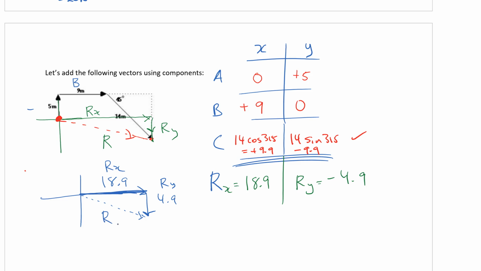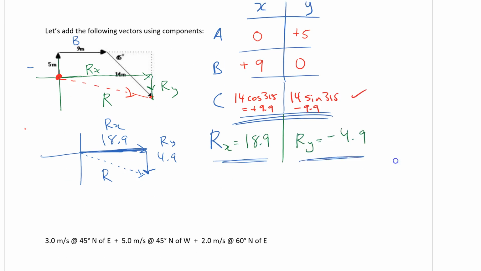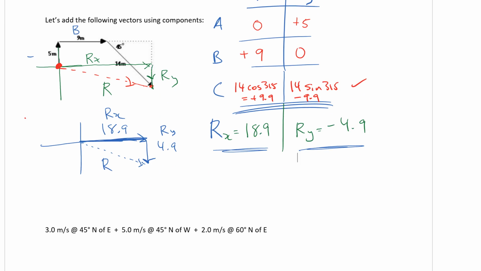So really, the big idea here of how you add vectors using components is you add up all the x components of each of the vectors, and that will be the x component of the resultant. You add up all the y components of each of the vectors, and that will be the y component of the resultant. And so at this point, we don't want to know just the x and the y, we want to finish this off, and it'll be just like we've done so many times before.